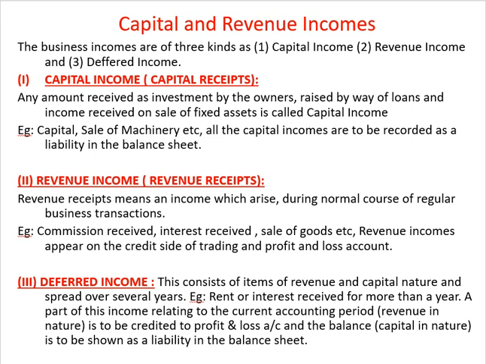We have accounting treatment for this also. Let us see in the balance sheet. I will show you in a very easy way. A part of this income is related to the current accounting period, revenue in nature. It will be credited to the profit and loss account, because for less than 1 year it will be recorded on the credit side of profit and loss. The balance, which is capital in nature, is shown on the liability side of the balance sheet.